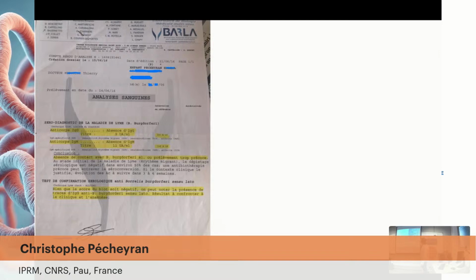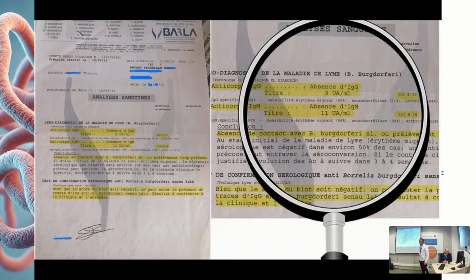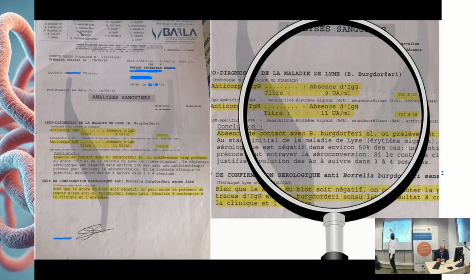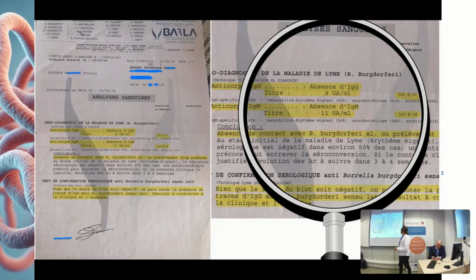So that's what we did, and we had these very nice results. You cannot read it because it's too small, but I made a zoom. What is written there is that they tested some antibodies, IgG and IgM. Anyway, what we can see is that she was scoring 9 antibody units per milliliter for the IgG, and 11 antibody units for the IgM.